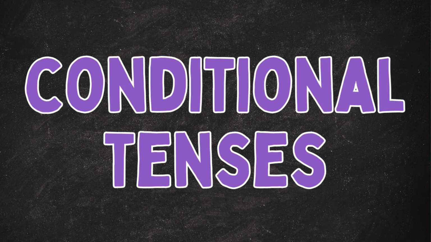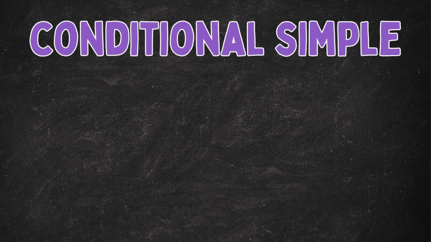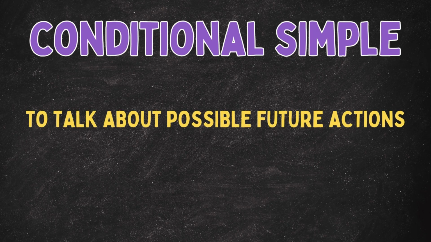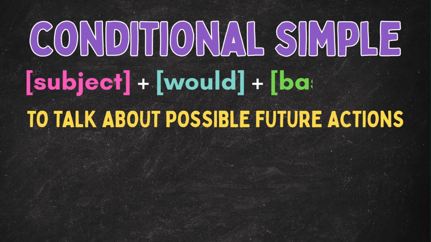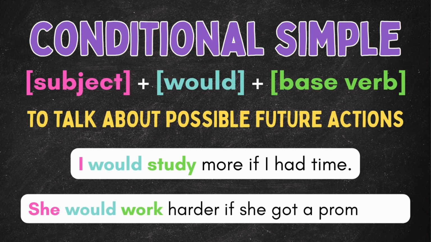Finally, the conditional tenses. Conditional simple. The conditional simple is used to talk about possible future actions. The sentence structure is subject plus would plus base verb. For example, I would study more if I had time. She would work harder if she got a promotion.